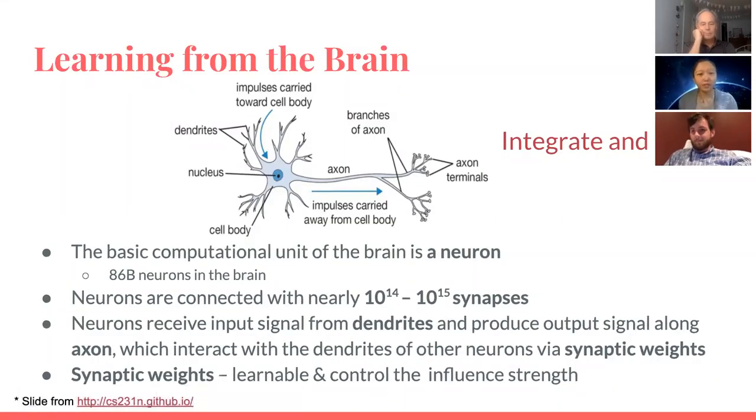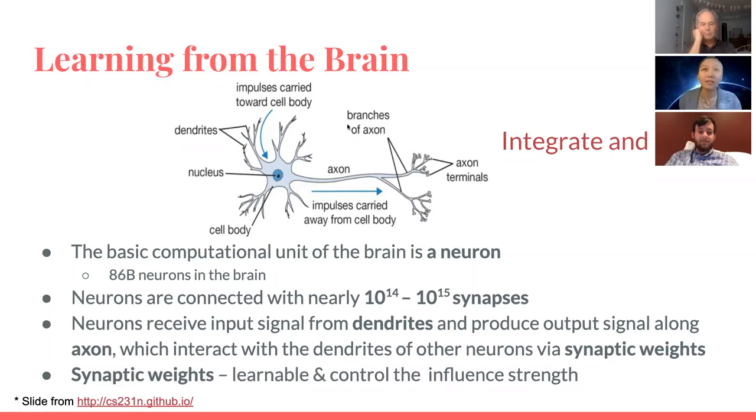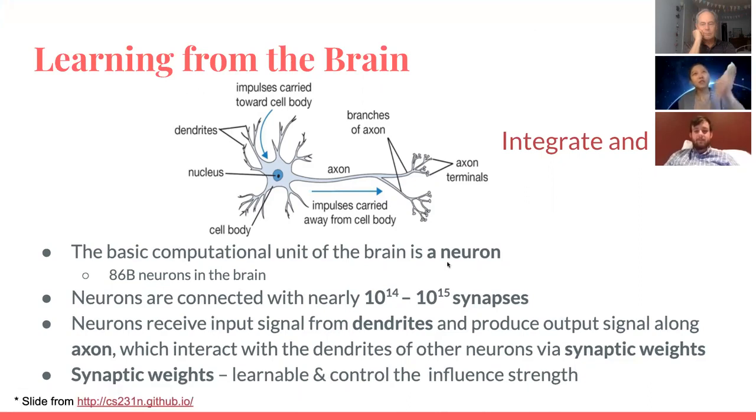Each of these neurons receives input signals from the dendrites, which is here, and then produces output signals through the axon, which interacts with the dendrites of another neuron, so that we can pass the signal through all our nervous systems. Note that these synapses also produce what are called the synaptic weights, so these weights are learnable, and can control the strength of each signal that passes to the next neuron. So this is how our brain processes signals we receive from the outside.